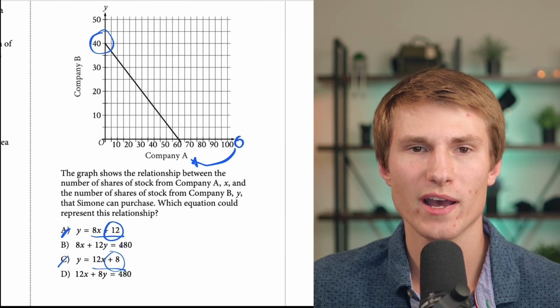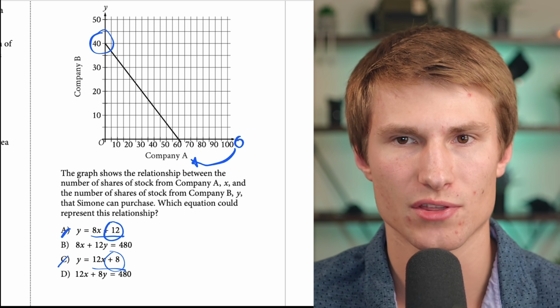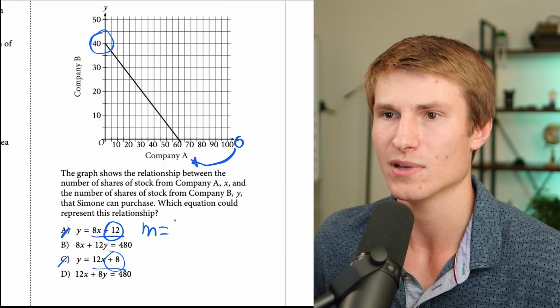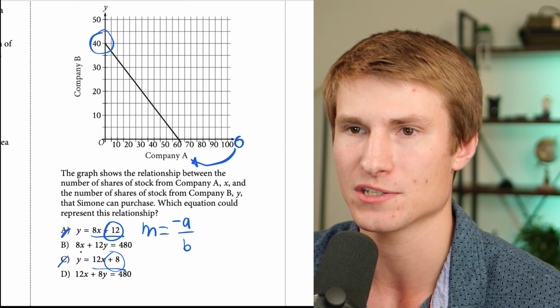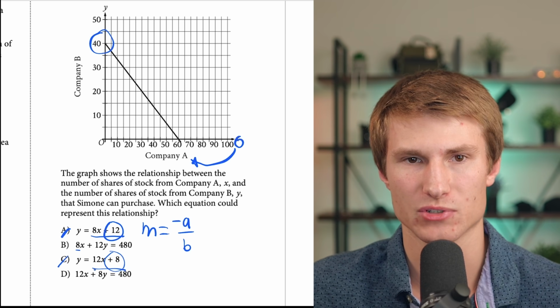Now, you could go ahead and convert B and D into point slope form, and there's not an issue with that, but it does take longer than what I'm about to show you. Instead, what you could do is know that the slope, which we'll represent as M, is equal to negative A over B when we have our equation set up like this, where we have a coefficient in front of X plus a coefficient in front of Y equals some constant.